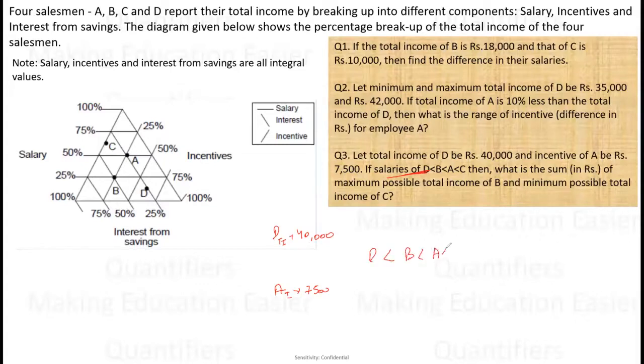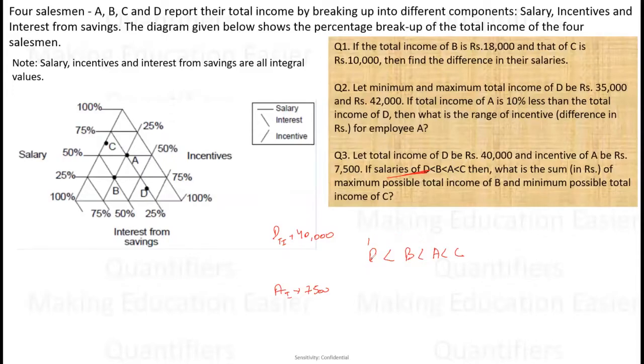So basically I need to find the salaries in order to compare them. And what is the sum of the maximum possible and minimum possible total income of B and C respectively? So one, for B, we have to find the maximum total income, and for C, we have to find the minimum total income, okay? So first of all, we have to calculate the salary ranges first, right?